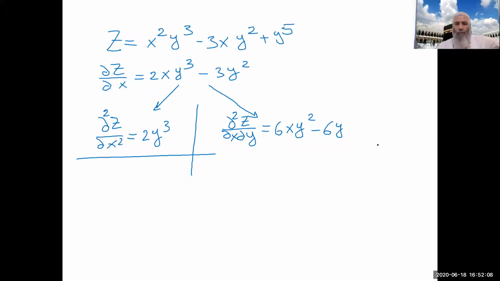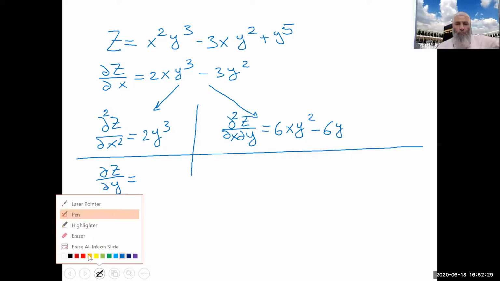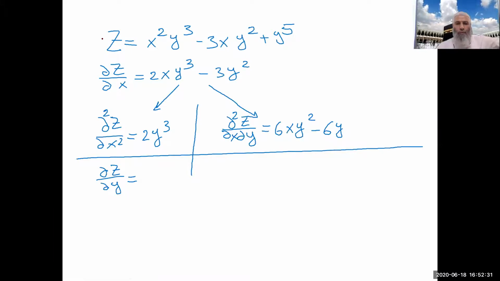Now, if we need to calculate from here dz/dy, it will be this one. But first, why should we calculate here? I don't understand the reason. Why should we calculate just the second derivative, you mean? This is the first derivative. This is the first derivative.